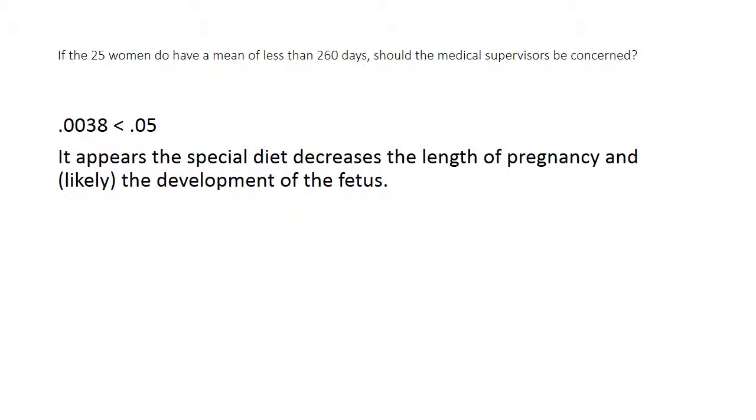Part C, if the 25 women do have a mean of less than 260 days, should the medical supervisors be concerned? 0.0038 is a small probability. It is less than 0.05. It appears the special diet decreases the length of pregnancy and likely the development of the fetus.